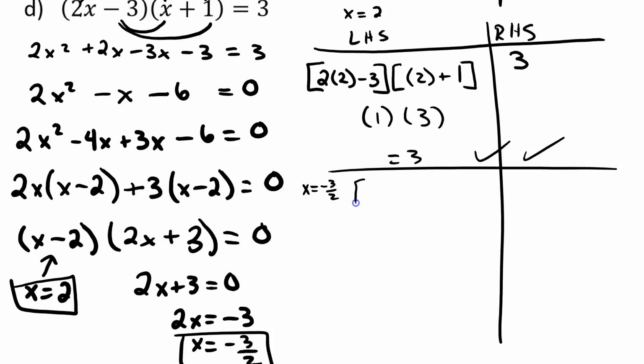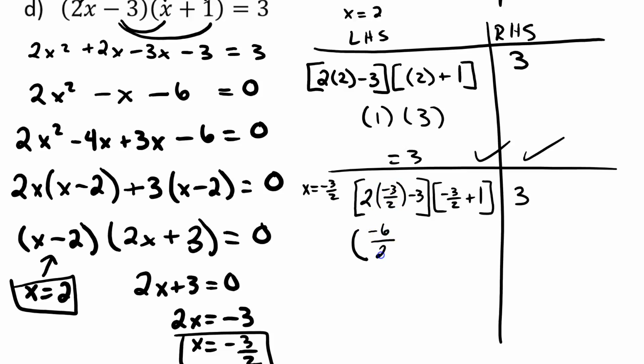What happens when x equals negative 3 over 2? So I'm going to do the same thing just to keep it organized. 2 times negative 3 over 2 minus 3 times negative 3 over 2 plus 1. And the right hand side just is 3. So what I'm going to do here is I'm just going to slow it down a little bit. 2 times negative 3 is negative 6. So negative 6 over 2 minus 3.